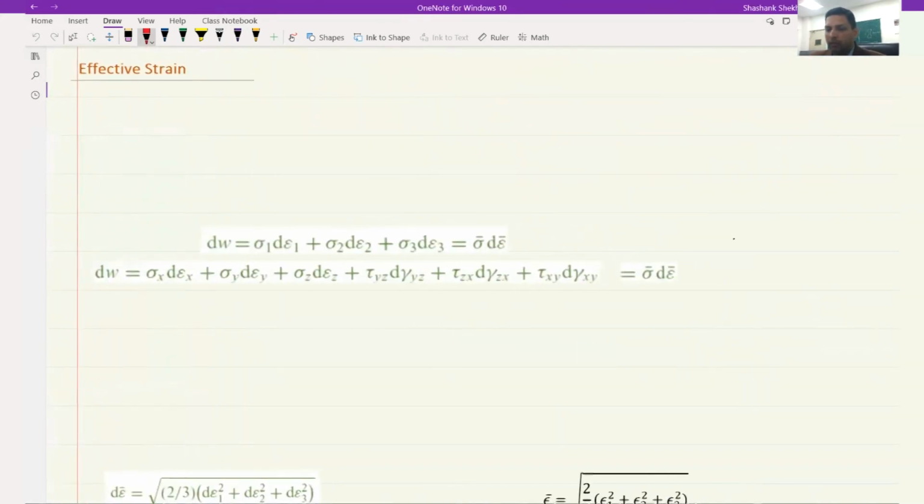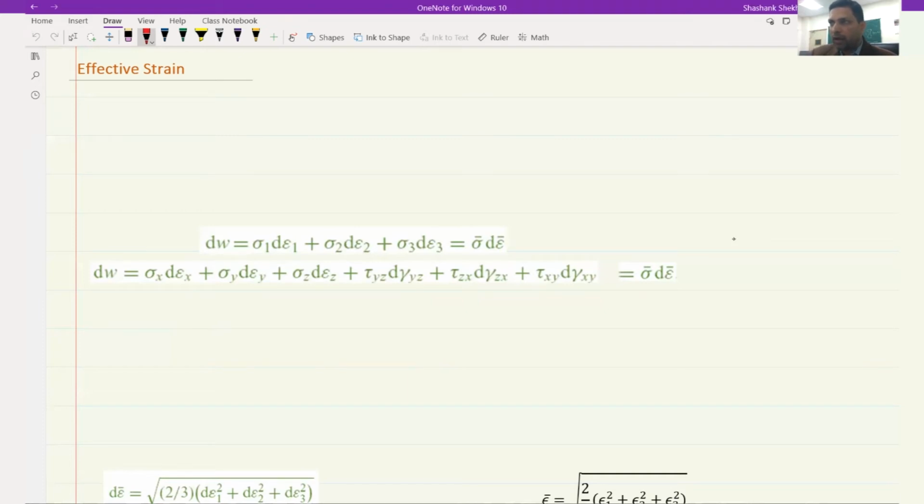Now let's move on to effective strain. Effective strain is not something that can be defined in the same way as the effective stress. Effective strain is path dependent. That is one problem. Second is that you cannot have an independent definition of effective strain, because in the end the total work done must be the same, and therefore the equation from where we will get the value for effective strain is the total work done, which is over here.